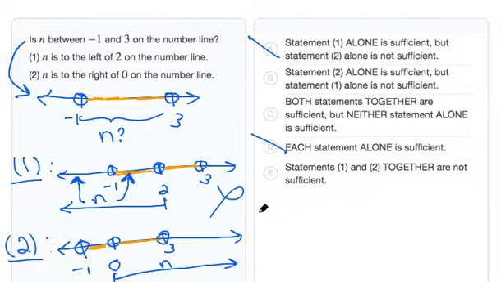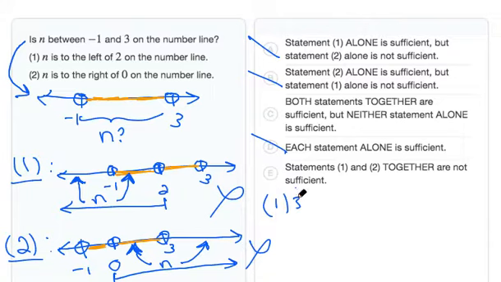We actually run into the exact same type of issue that we did for statement 1. We're told that n is to the right of 0, so n could be somewhere in this orange portion, where the answer to the question would be yes, so n could be like 1. Or n could be, say, 4, and the answer to the question would be no, it's not in that range. So this statement alone is not sufficient, similar to statement 1. So we can eliminate answer choice B, and we're going to need to combine the two statements.